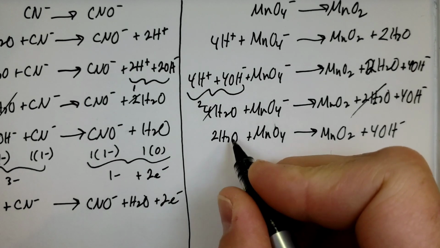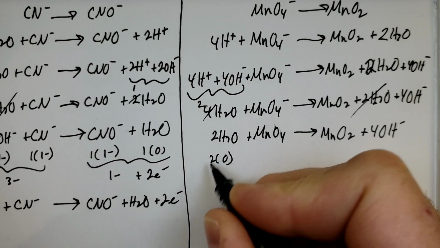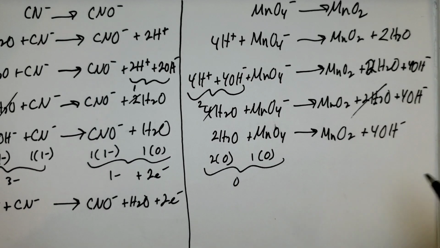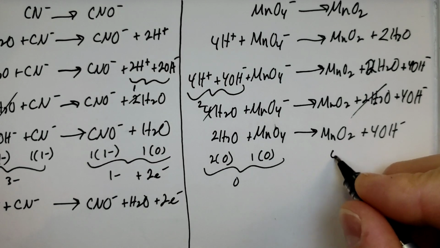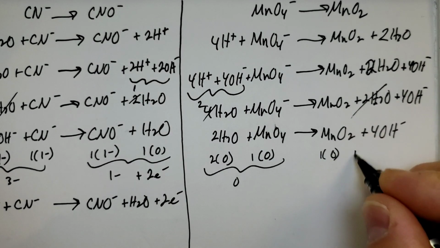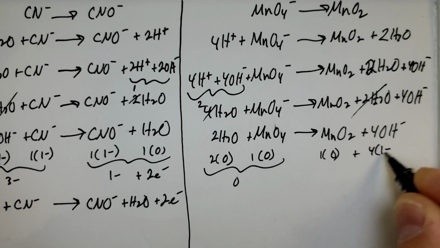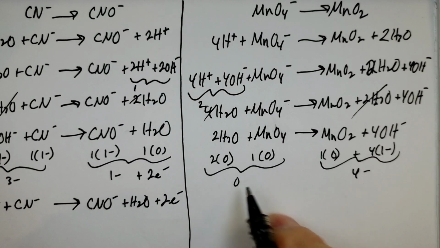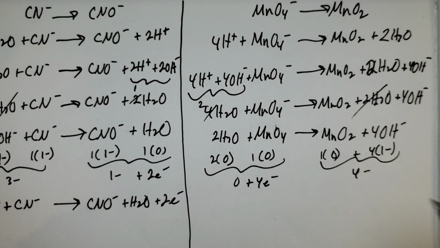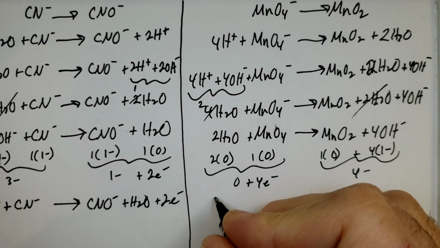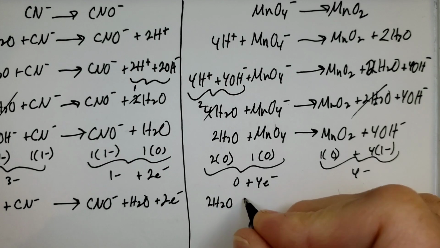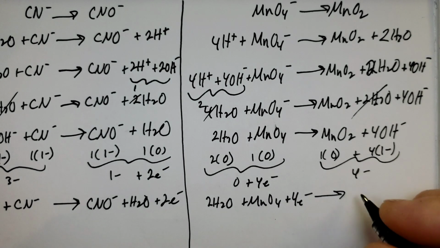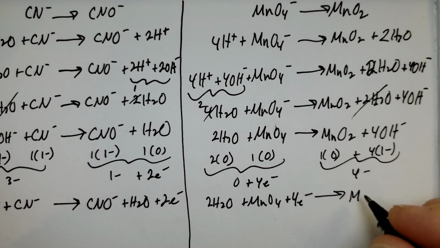Okay, let's look at charges now. Water is neutral, so if I have two of them, it's 0. This is neutral, I have one of them, so overall charge is 0. Over here, that's neutral, I have one of them. And over here, I have four negative ones, so that's going to give me four negatives. So the more positive side is over here. If I add four electrons, I'm going to get what I need here. So 2H2O plus MnO4 plus four electrons. So this side's getting reduced, obviously, because I had to add electrons.